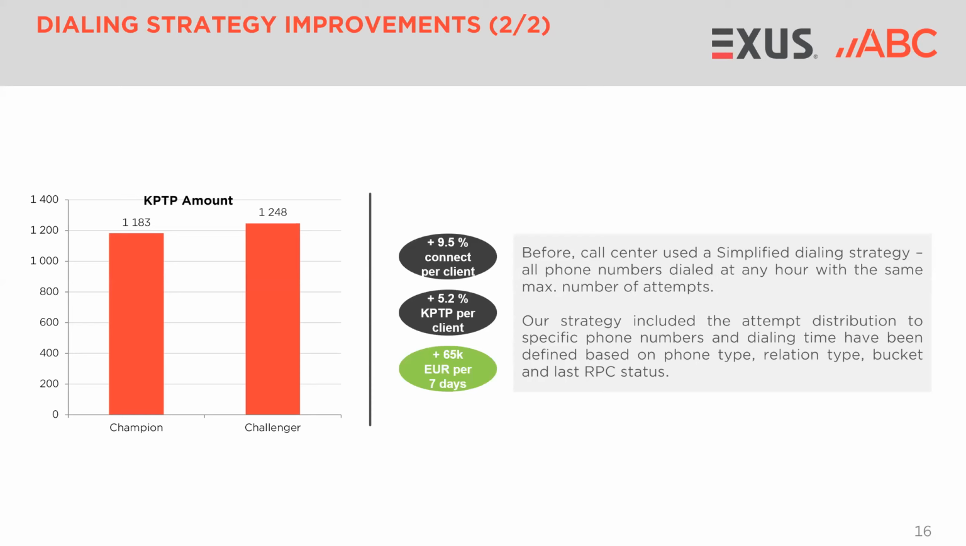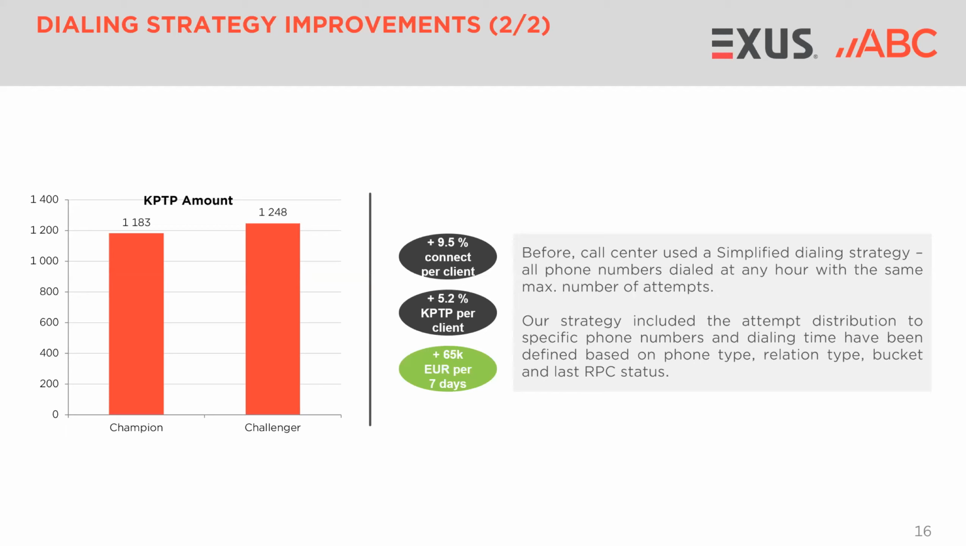So, results. We see the kept PTP amount per case in the champion and the challenger. The challenger was better. And what was the thing, right? Before, we had a very simple strategy. All the numbers had to be called without prioritization, at different times of the day. There was no strategy to that. As the call list was prepared, it was dialed that way.